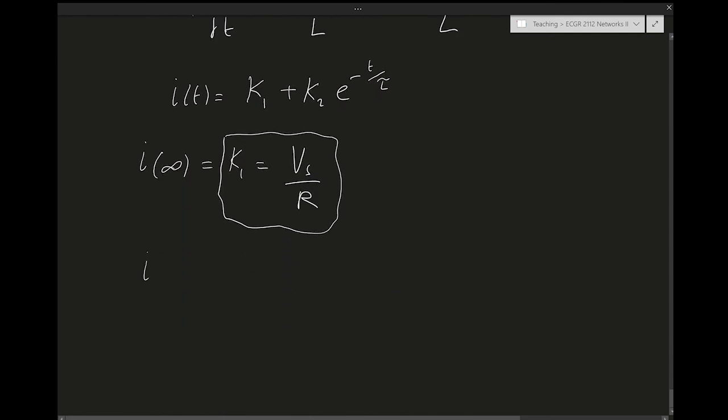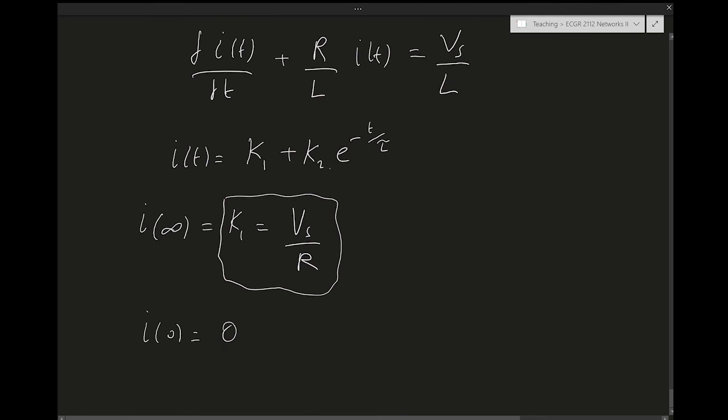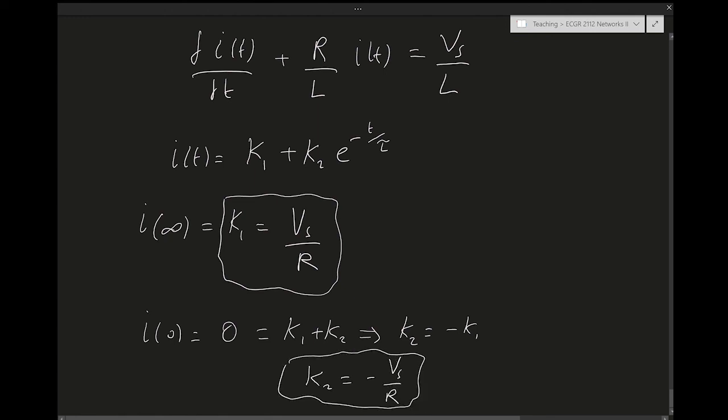So I(0) equals 0, but I(0), let me do e to the power 0 is 1, so 0 is going to be K1 plus K2. Right? I(0) has to be 0, but I(0) also equals K1 plus K2 because e to the power 0 is 1. So that means that K2 equals minus K1, so K2 equals minus Vs over R. Right? And now what remains is finding tau.